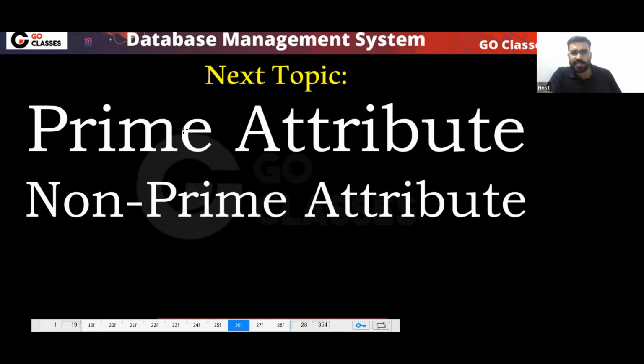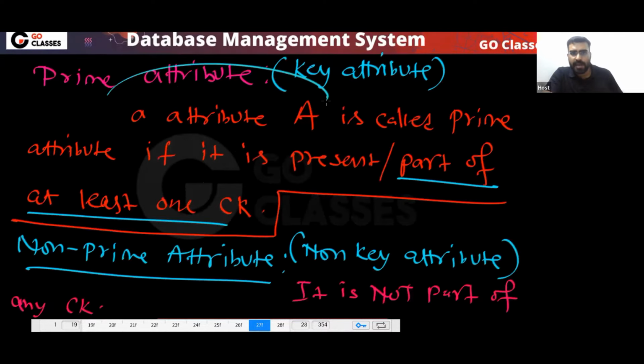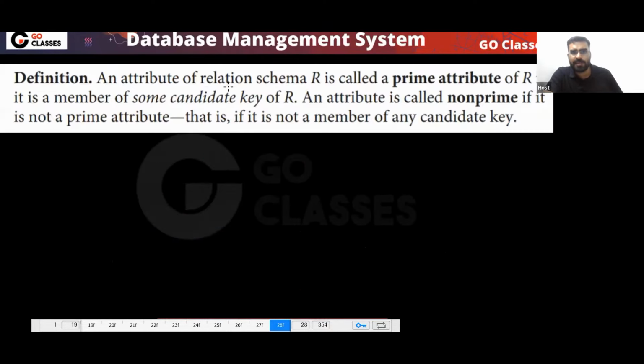A prime attribute basically means an attribute which appears in at least one candidate key. An attribute A is called a prime attribute if it is part of at least one candidate key. And what is a non-prime attribute? A non-prime attribute means it is not part of any candidate key. So this is the definition, a very simple definition.